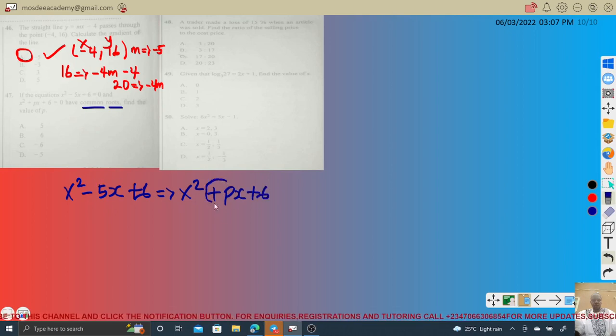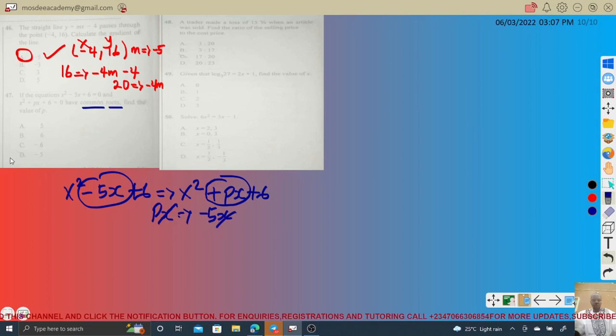So when you set them equal, what happened? Like ps equals to minus 5x. For those who want to know, that is that. Wow. S gets cancelled out. So that is p is equals to minus 5. So minus 5 is the answer to this question. So 48, 49, and 50, direct solution.